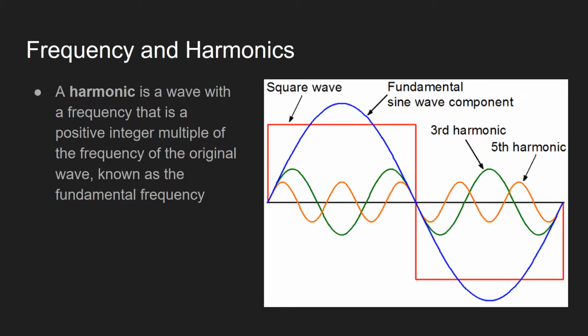So if you're an instrument player, like for example, I play the cello, when you play a note, there are actually multiple frequencies going on at the same time. While the fundamental frequency is what stands out, there are also third harmonics, fifth harmonics, different harmonics that are positive integer multiples of the original frequency wave.